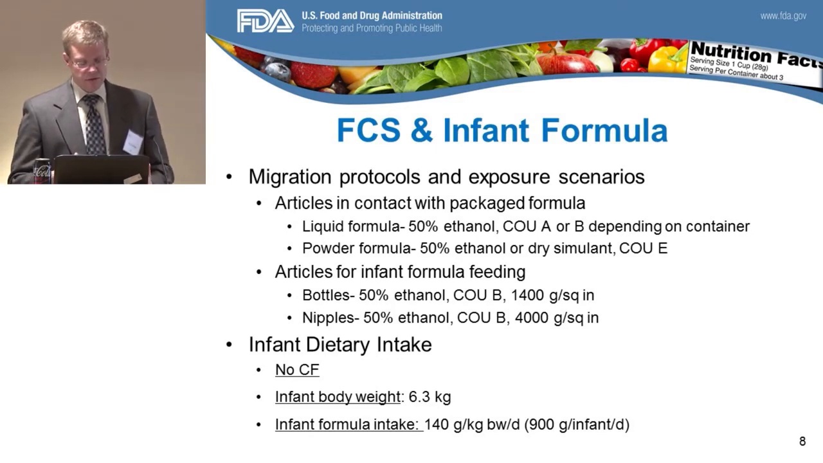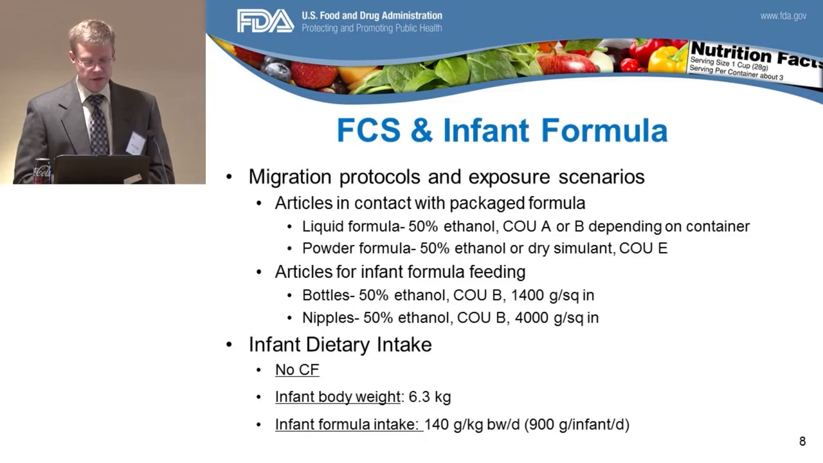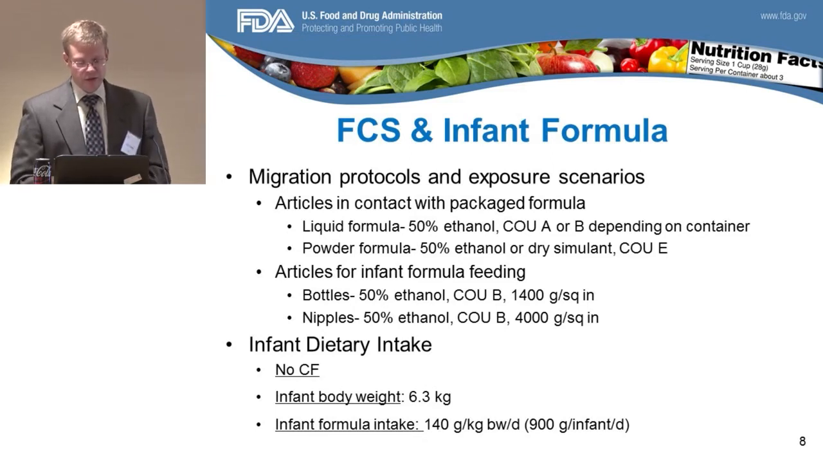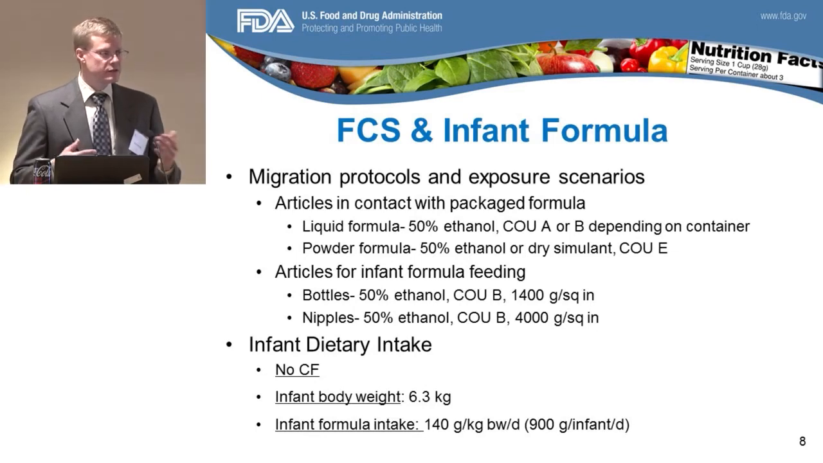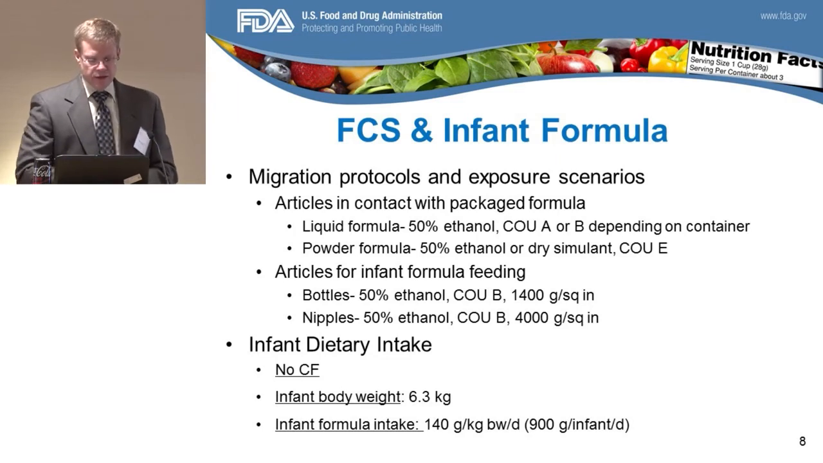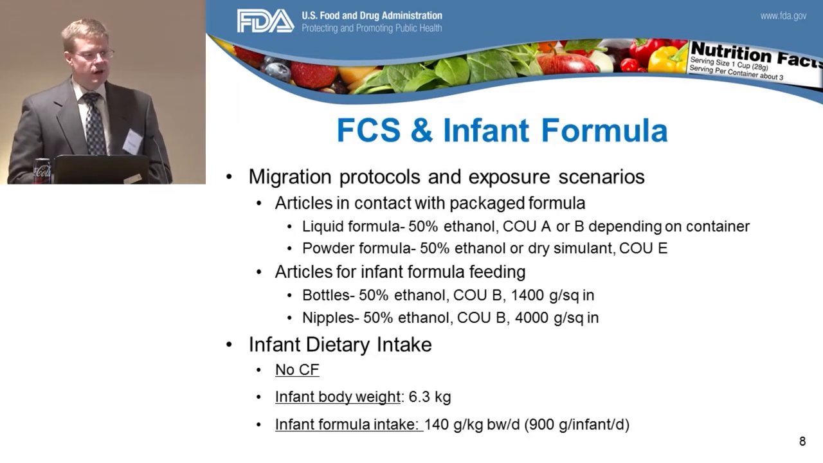Okay, for articles that are used to feed infants, so we're talking about baby bottles and nipples and things like that, these are repeat use items. We do recommend a 50% ethanol food simulant under conditions of use B. Because it's a repeat food simulant, we calculate exposure a little bit differently. Instead of using consumption factors and food type distribution factors, you can look at the quantity of food that will cover each square inch of the baby bottle or the nipple, and we've just developed some numbers for that.